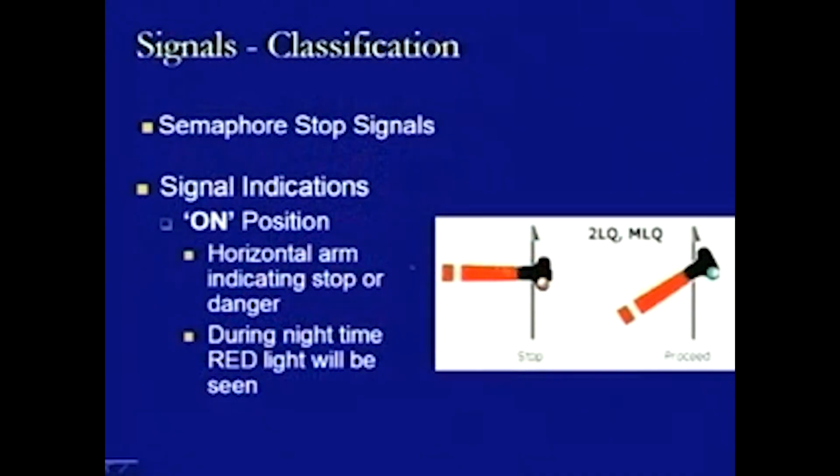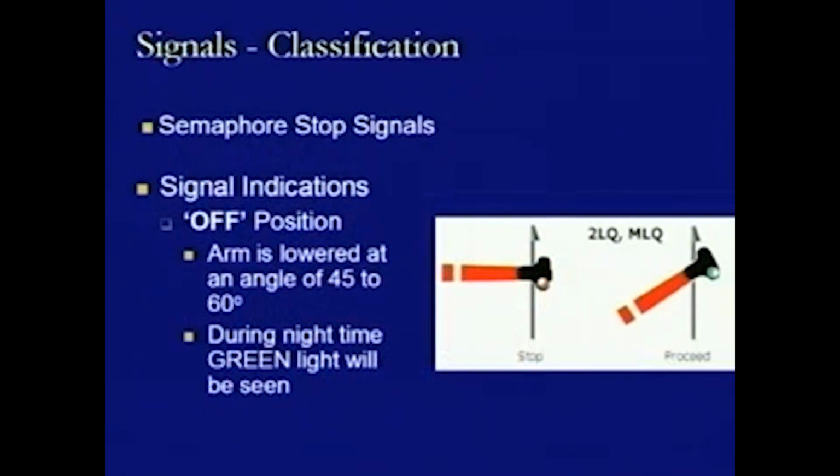So, that is the way it defines the stopping of the vehicle, and during night time the red light will be seen. If it is not possible to see this arm, then with the help of the red light the driver can understand that it is a stop condition and therefore the vehicle has to be stopped. This is the natural condition of the semaphore stop signal. In normal conditions, the semaphore stop signals will remain in the on position, that is, the arm will be horizontal or the light will be red in color.